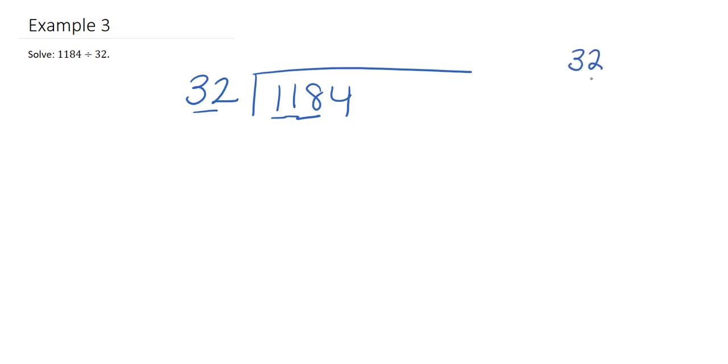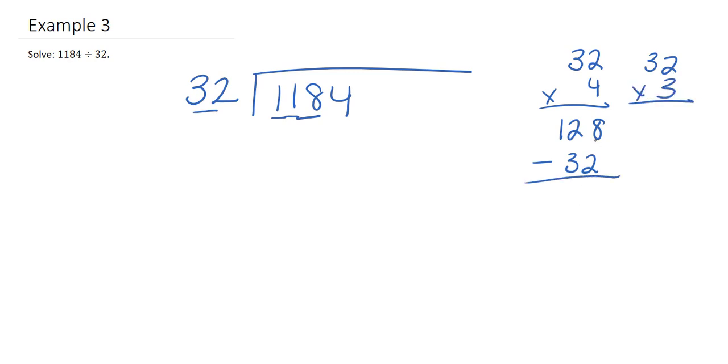So 32 times 4. Well, 2 times 4 is 8. 4 times 3 is 12. So this is too high. So we need to go 1 down. So we can either go ahead and subtract 32. So we get 32 times 3. So this will get us to the same answer, so we'll see.